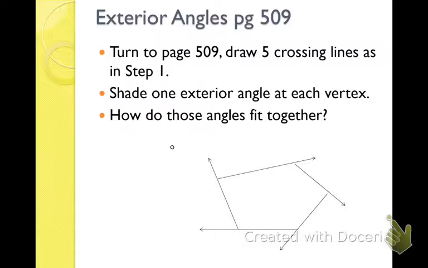Exterior angles. So we draw five lines here, as in step 1. At each vertex, we shade one exterior angle. So as we're going around, spokes on a wheel, right? We're shading one exterior angle. So I'm going to mark these exterior angles like this. Right? We shade those.